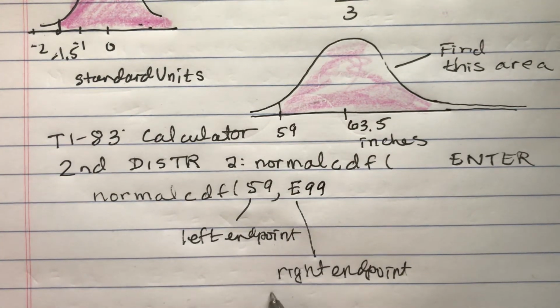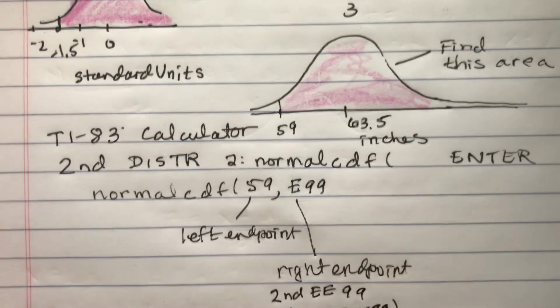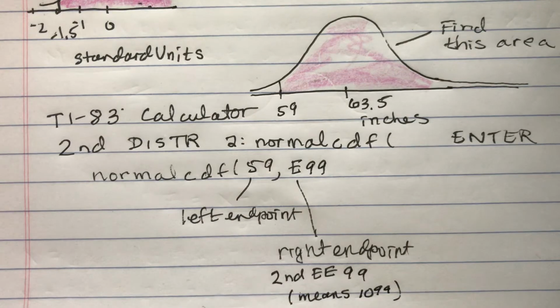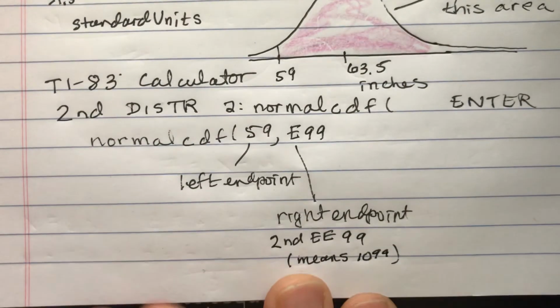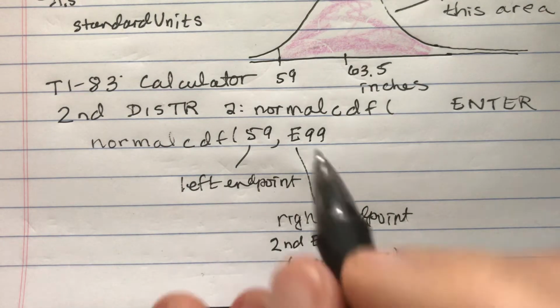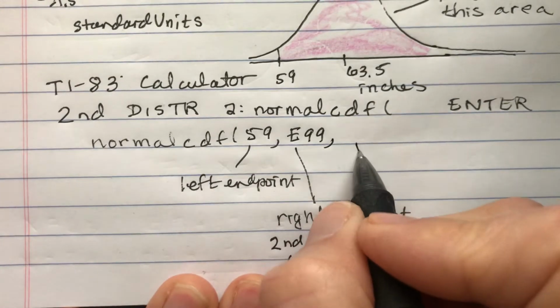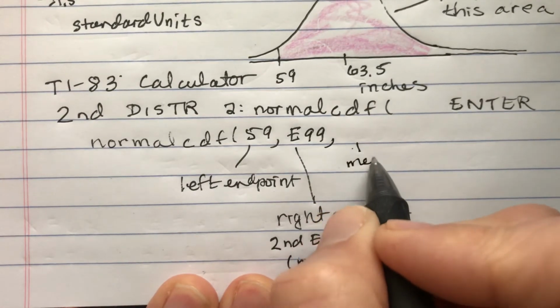But what I do is I just put the biggest number I can enter on the calculator. And to do that, I put second EE 99. And this means 10 to the 99 power, which, depending on what you think is big, is the biggest number the calculator is going to hold. It's 1 with 99 zeros. And then, okay, so we've done that. I showed that in another video too. So then we put the mean here.